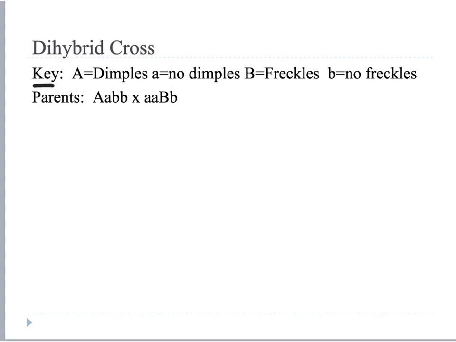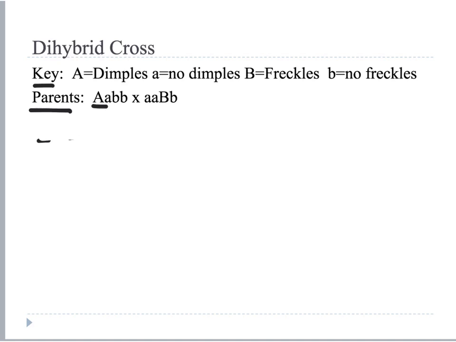We're going to need to have a key. The key's already done for us, as it's already done in your notes. And the second thing that we need is to know what our parents are, which is shown right here. So we're going to be crossing big A, little b, times little a, big B, little b. First, I need to know what the gametes are for my 2 parents. So if I look at this parent, it has 1 heterozygous pair. That is 2 to the 1st power, which means that I can expect to get 2 gametes.